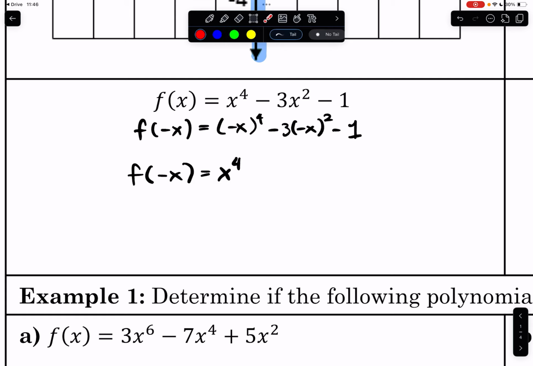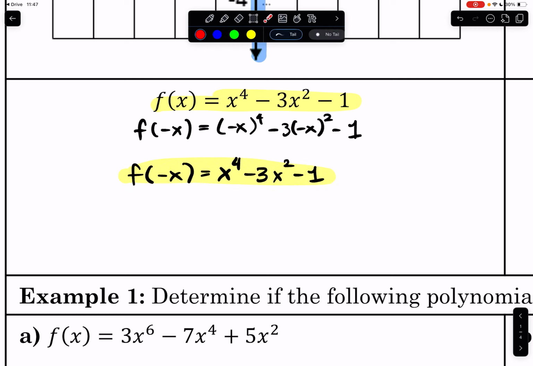Now here, we cannot distribute first. The order of operations indicates that we have to first raise this to the 2nd power, and x to the 2nd power is going to be x squared. But multiplying x to the 2nd power, again, that means -x times another -x. And two negatives multiplied together is a positive. So this is going to be positive x to the 2nd power. So minus 3 times a positive x to the 2nd power, and then minus 1. Notice how this equation up here matched up to this equation right there.